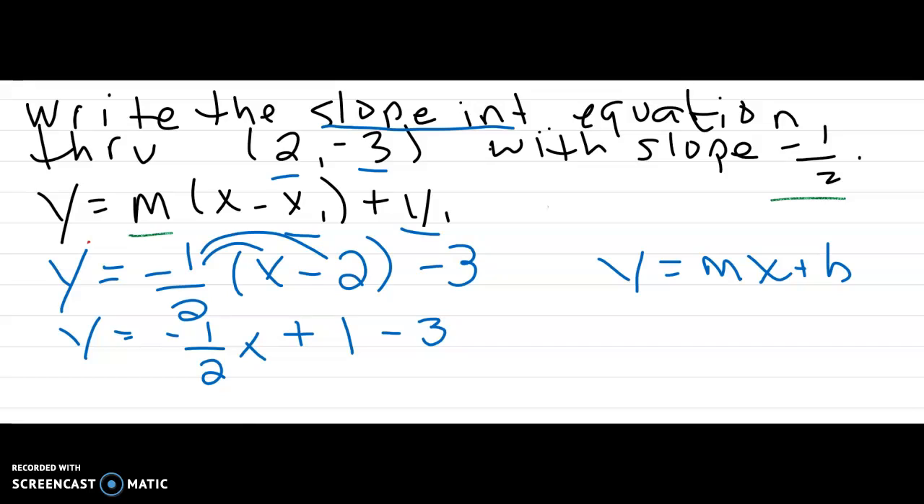And I am almost done. All I have to do is put like terms together. So it's going to be y equals -1/2 x minus 2. Positive 1 plus -3 is -2. And there I am, done.